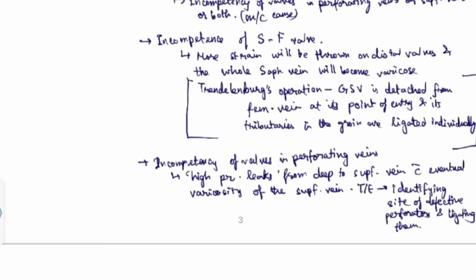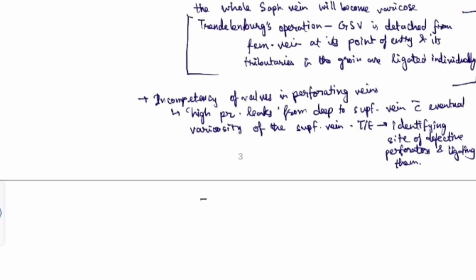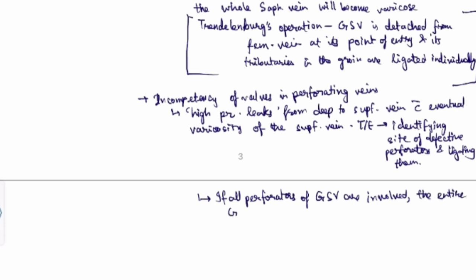If all the perforators of the GSV are involved, the entire GSV is removed by a stripping operation, where the entire vein is removed by a metal bar. Okay, you don't need to go into details of it.